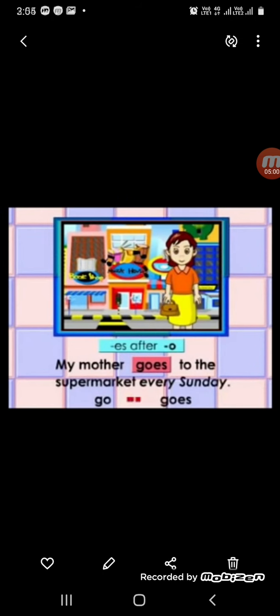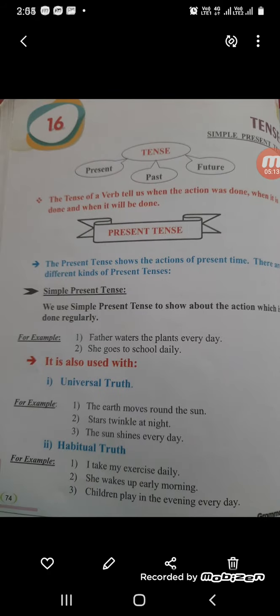My mother goes to the supermarket every Sunday. It's her habitual action. Every Sunday she goes to the supermarket. So the verb was go. We added es and changed it into simple present tense, goes.